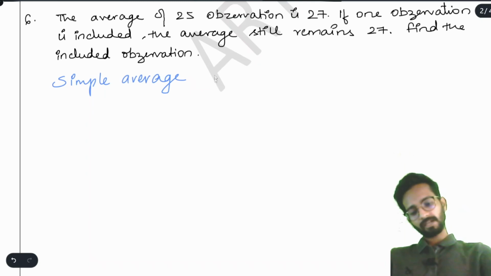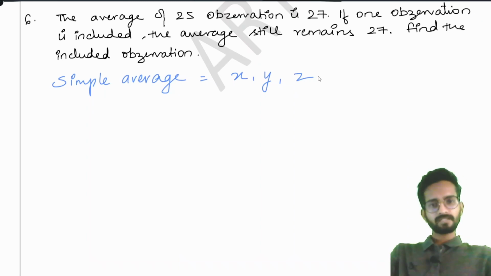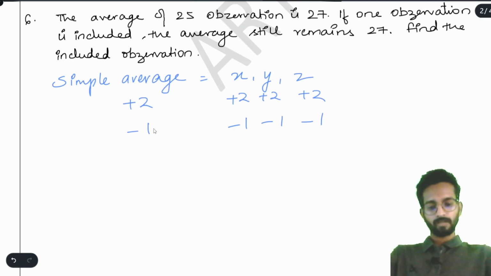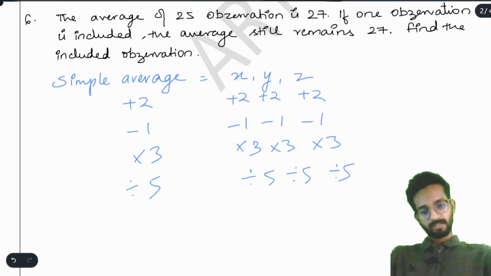Simple average says that if suppose there are three numbers x comma y comma z, okay. What does this concept say? It says if you add 2 to all the three numbers, then automatically your average will also increase by 2. If you remove 1 from all the numbers x, y and z, your average will also fall by 1. If you multiply 3 in all the numbers, then your average will also be multiplied by 3. And if you divide everything by 5 or say the same number, then your average will also be divided by the same number. Okay, why are we learning this thing now?